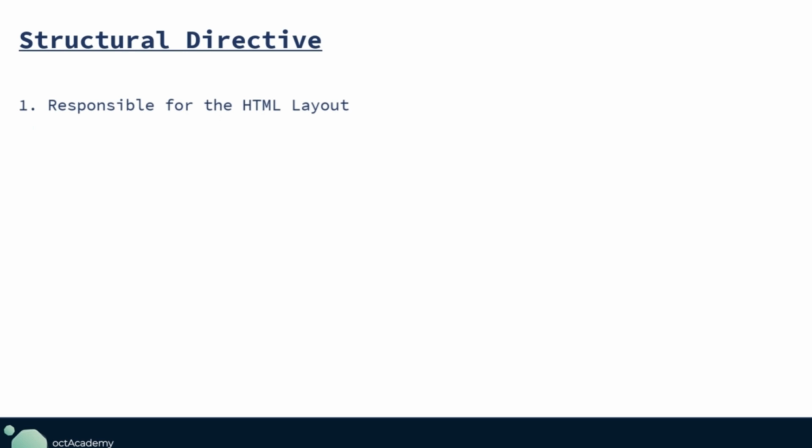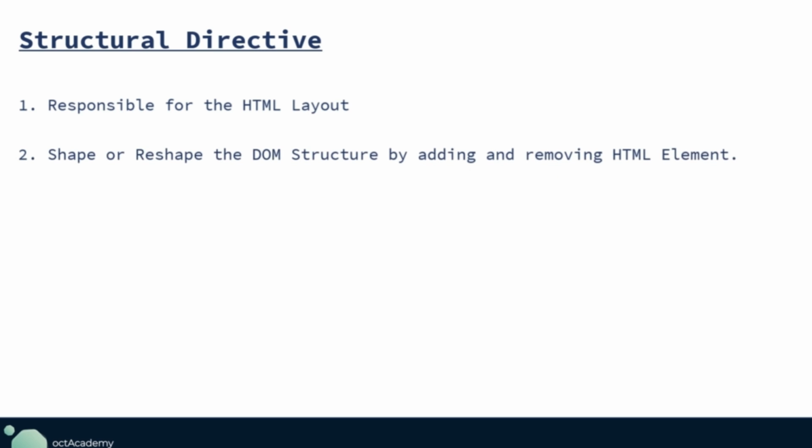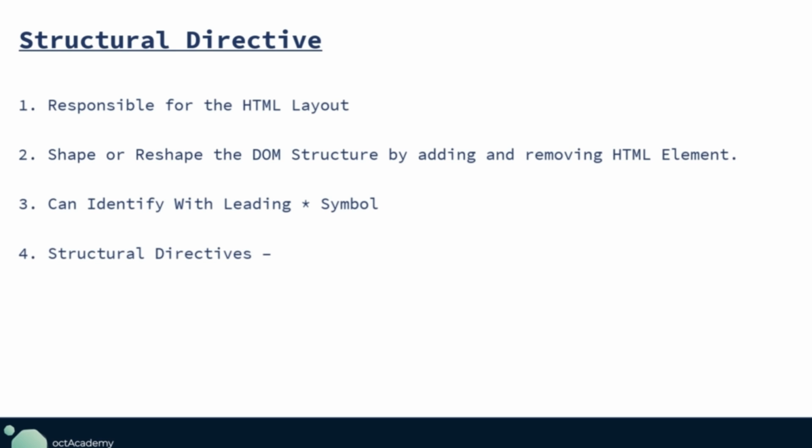First, what are structural directives? Structural directives are responsible for the HTML layout. A structural directive shapes or reshapes the DOM's structure, typically by adding, removing or manipulating DOM elements. Structural directives are easy to recognize with the leading asterisk symbol. So we learned several directives in this section. We have a few directives with the leading asterisk or star symbol, which are ngFor, ngIf and ngSwitch cases. So these are the structural directives.